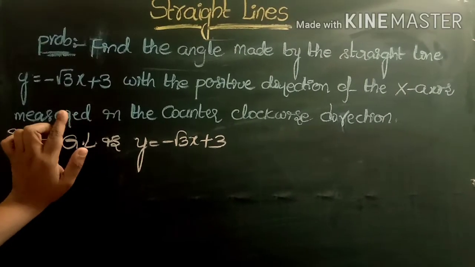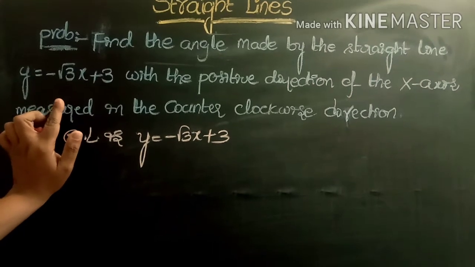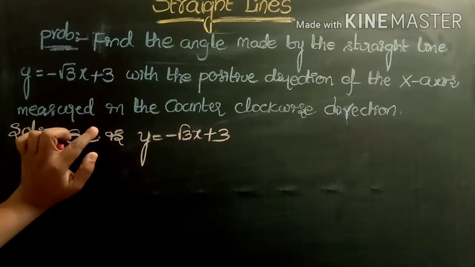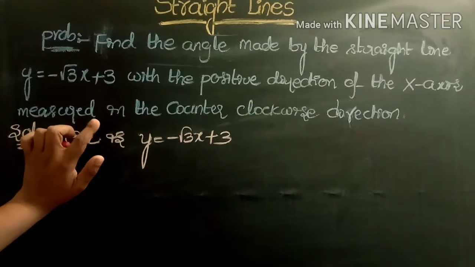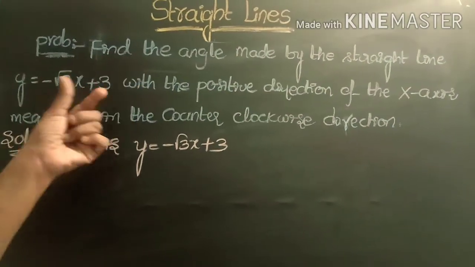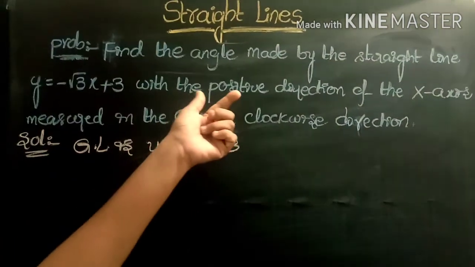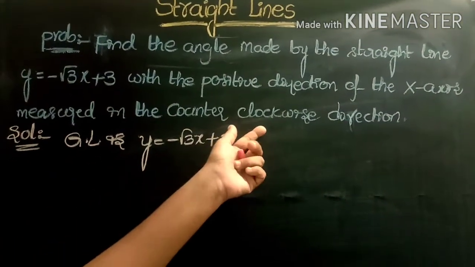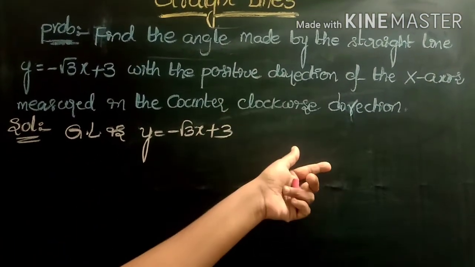Find the angle made by the straight line y is equals to minus root 3x plus 3 with the positive direction of the x-axis measured in the counterclockwise direction. So we want to find the angle. This is the given line. The angle made by the given line with the positive x-axis in the positive direction.